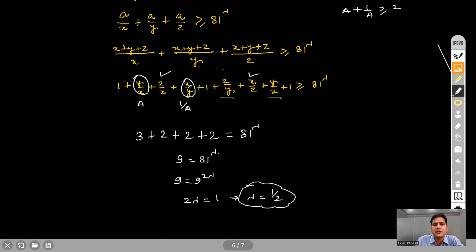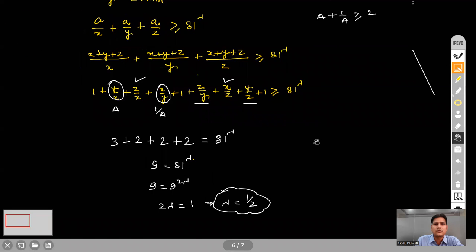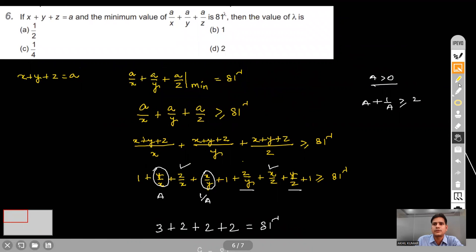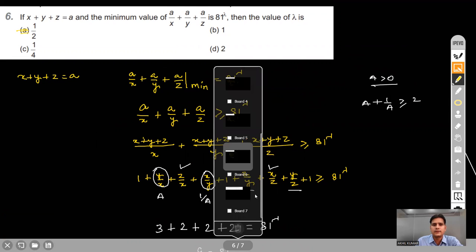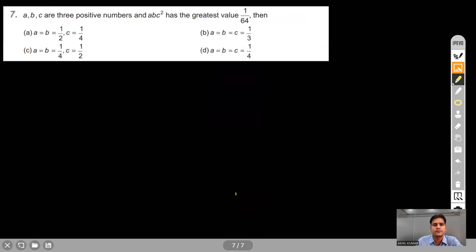We are talking about the minimum value, right? The minimum value of this function is 81 raised to power lambda. So hence we are able to take this value of y by x plus x by y as 2. So from here we are getting the value of lambda as 1 by 2. So option A is correct. Now let's take the next question.